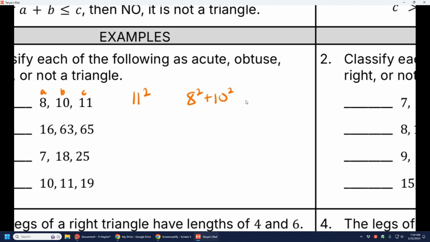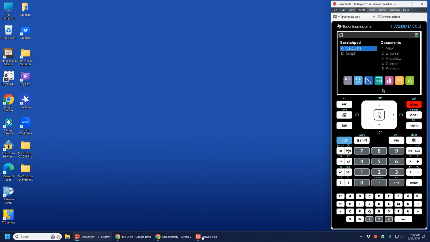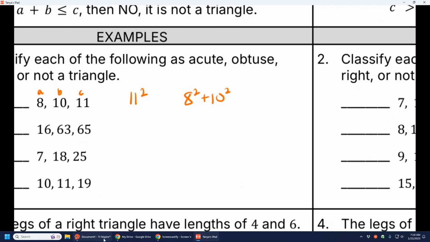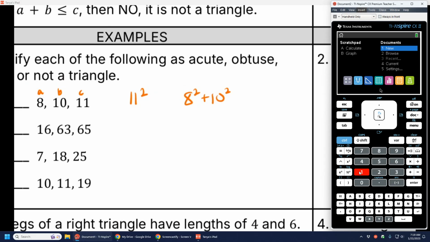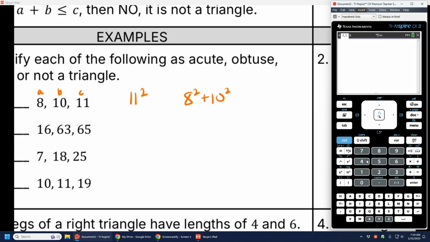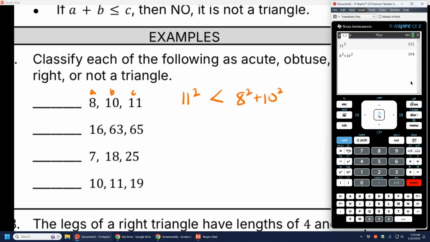Okay, so I'm going to get my calculator. Go to new. 11 squared, that gives me 121. 8 squared plus 10 squared, that gives me 164. So the right side is bigger. So since that's a less than symbol, that'll make this acute.